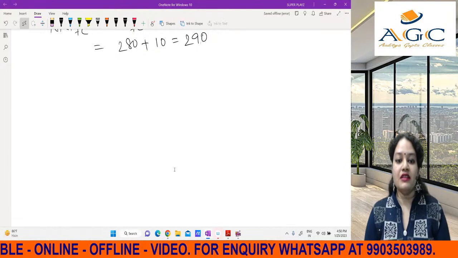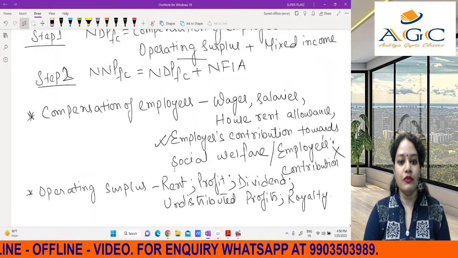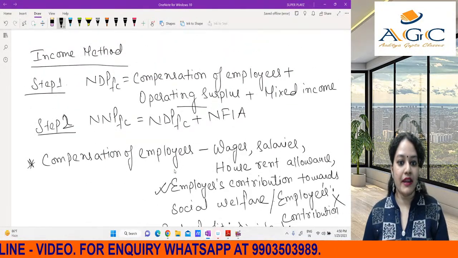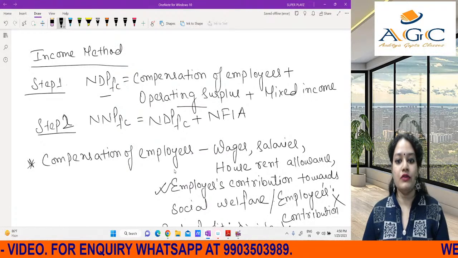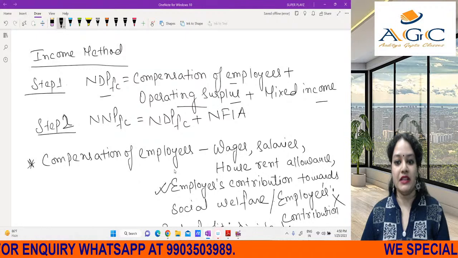Then income method is clear. What are the two steps for income method? I'm just giving a short recap. We have to get to our NDPFC first. The step one would be to get to our NDPFC. For that, we have to take into account our compensation of employees, operating surplus, and mixed income.